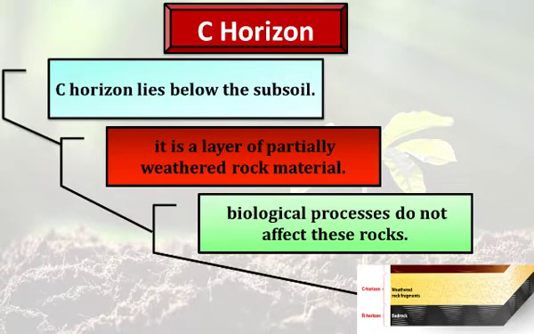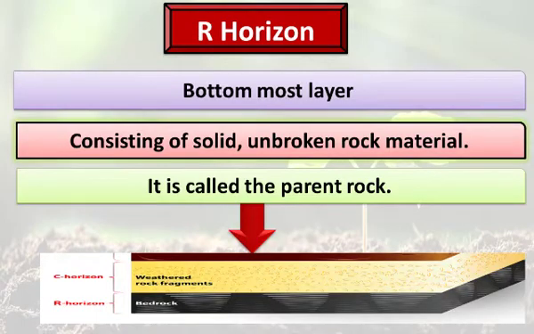C horizon. C horizon lies below the subsoil. It is a layer of partially weathered rock material. Biological processes do not affect these rocks. R horizon. It is the bottommost layer of soil consisting of solid, unbroken rock material. It is called the parent rock.